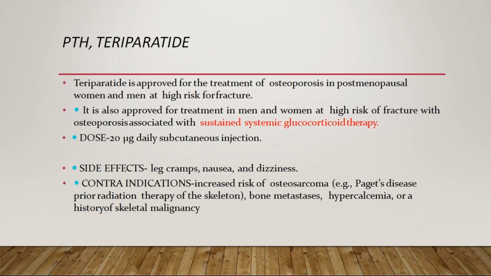And parathyroid hormone, that is teriparatide, we can use in postmenopausal women who are more prone to fractures. We can give parathyroid hormone, that is teriparatide injection. The dose will be 20 micrograms, a subcutaneous injection. This is injection form only. There is no tablet form for parathyroid hormone, teriparatide. They will take a subcutaneous injection daily.